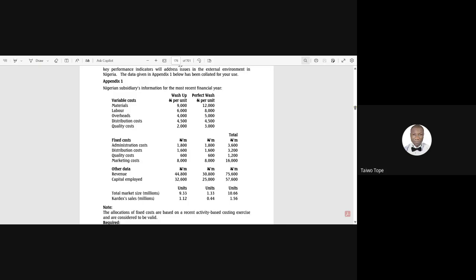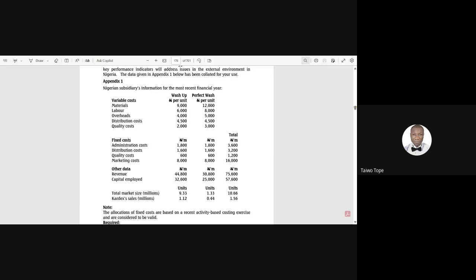But there is a technicality somewhere. I want to know if somebody will get that technicality. So what is the total quality cost for workshop? Let me know if somebody will get it. For workshop, 2,840. Okay, fine. So how did you get your total variable cost? 2,000 multiplied by 1.12. Fine.